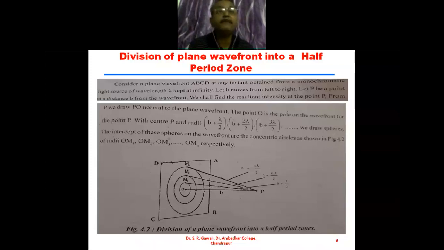Now from the point P we draw PO, this line PO, normal to the plane wave. The point O is the pole of the wavefront for the point P. So the point O is nothing but the pole of the wavefront.